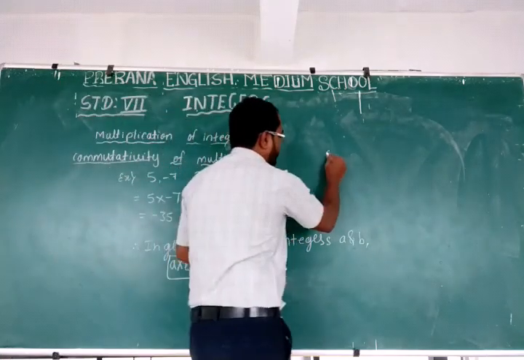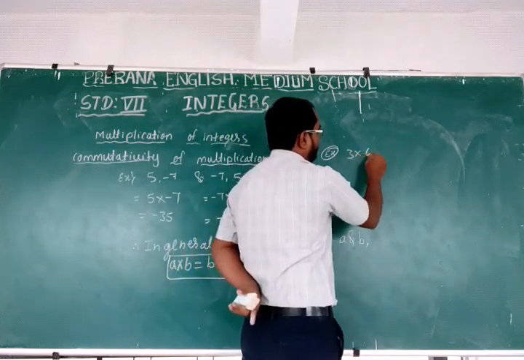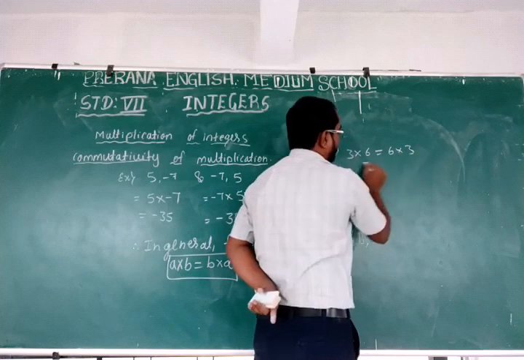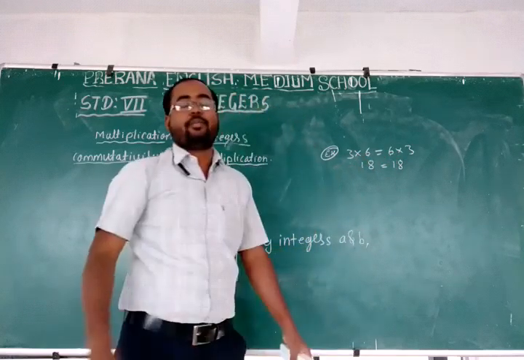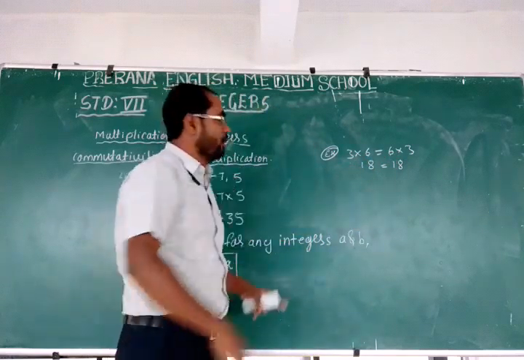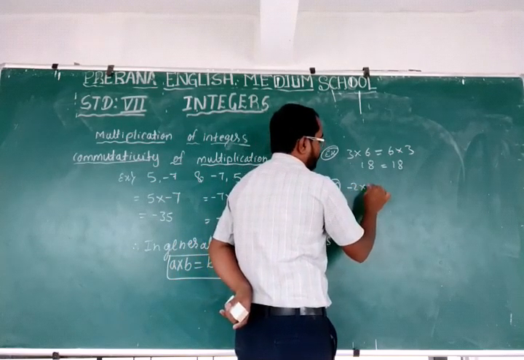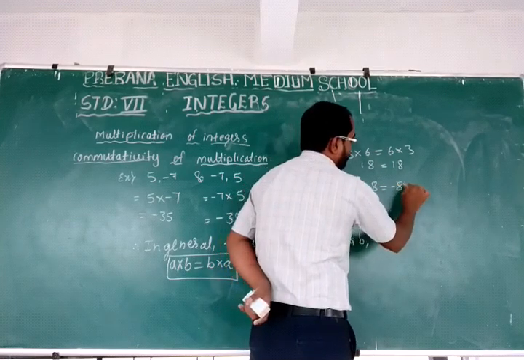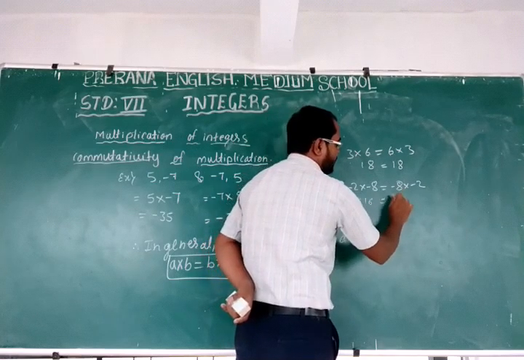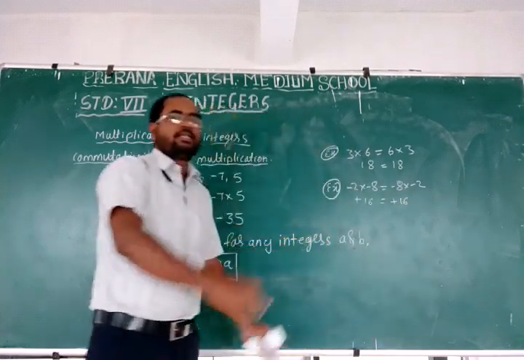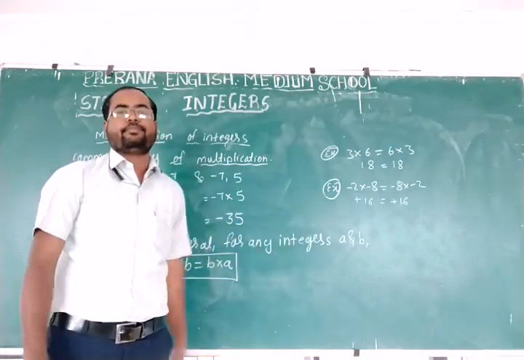For example, take many examples and check it. 3 into 6 is equal to 6 into 3: 3 into 6 is 18 and 6 into 3 is also 18. You are only interchanging the numbers, but at the end the product remains the same. If you take negative numbers, minus 2 into minus 8, and minus 8 into minus 2, here also minus into minus is plus 16. So it is very simple. If you interchange the numbers and multiply, at the end the product will remain the same.